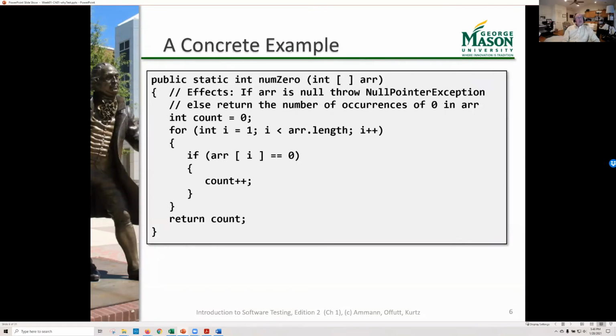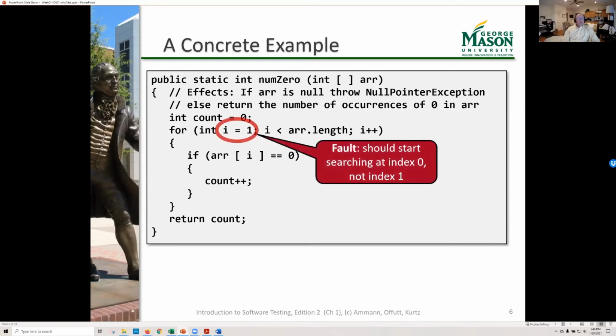So let's look at a concrete example. Here we've got a method in Java. We're going to give it an array of integers, and it's going to count up the number of zeros in that array of integers and return the number of zeros. And so we can look at this and we can see, okay, it's got a fault. The fault is that it should start searching at index 0 of the array, not index 1. So we had somebody write this who was familiar with some other language that counts arrays starting at 1 instead of starting at 0. So that's our fault.